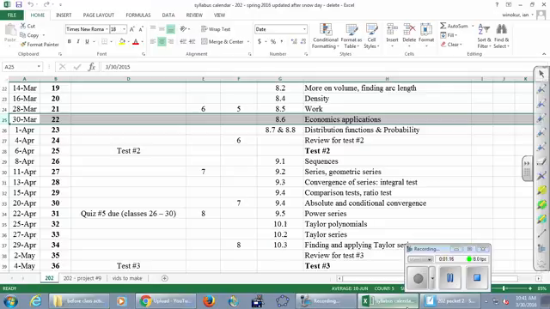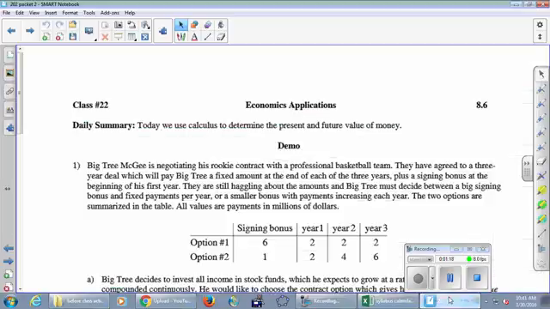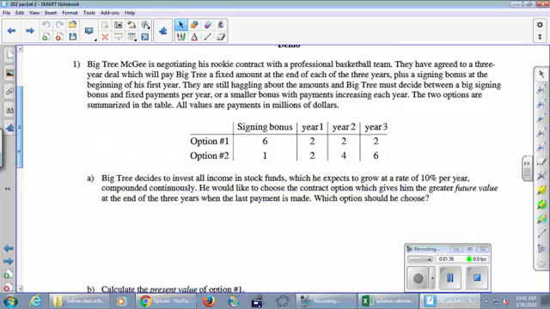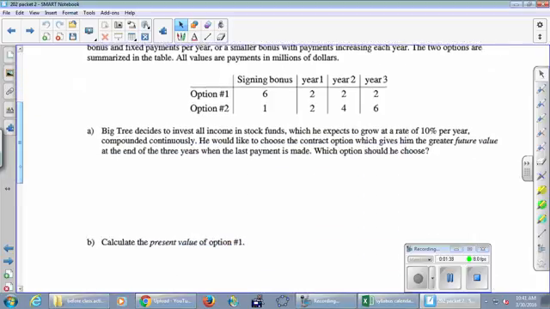All right, so let's jump in at the top of page 68. Here we go. Today we use calculus to determine present and future value of money. Just a heads up, the problem number 1 here is not a calculus problem, it's a pre-calculus problem. It's going to warm us up a little bit and then head us into the calculus version of this problem. So without reading that entire paragraph, I'll just tell you that there's a basketball player who is trying to come up with an agreement with his team about salary.